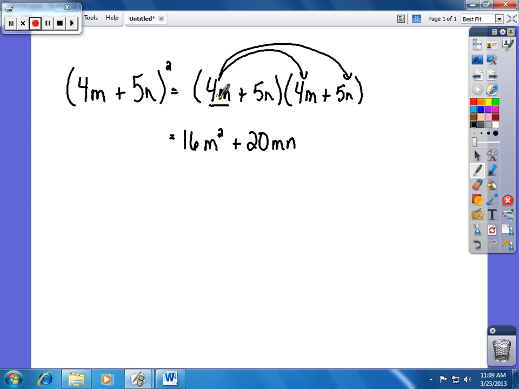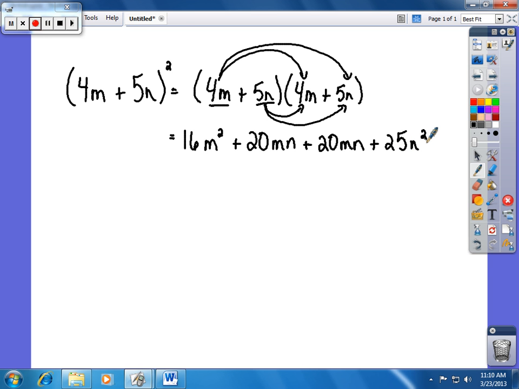And now, since I've multiplied everything in this second set by my first term here, I can now move on to the second term in the first set of parentheses. And I'm going to multiply that by everything in my second set here. So I've got 5n times 4m, and then 5n times 5n. So 5n times 4m is 5 times 4, which again is 20. And then m times n, which is just mn. And then we've got 5n times 5n, so 5 times 5 is 25. And then n times n is n squared.